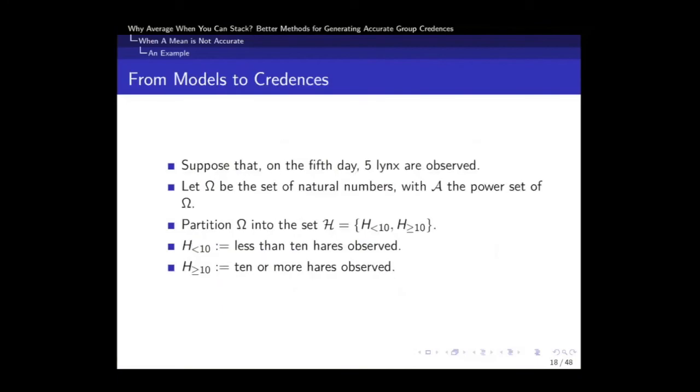And now let's suppose that on the 5th day, 5 lynx are observed. Let omega be the set of natural numbers with A the power set on omega. And we're going to partition omega into the set that contains all the worlds in which less than 10 hares are observed on a given day, and all the worlds in which 10 or more hares are observed on a given day. I'm assuming here that the sample space is partitioned, is a partition on a set of possible worlds that just cares about how many lynx are observed on the 5th day, right?